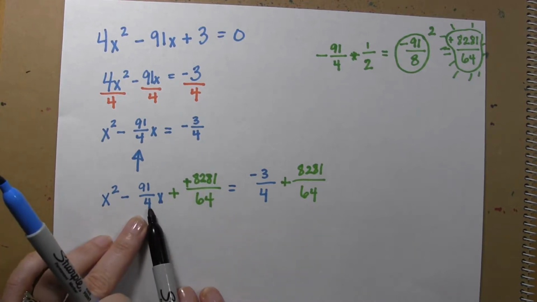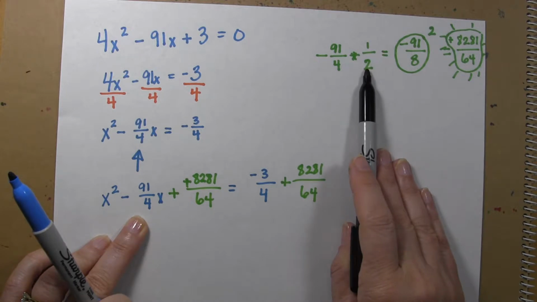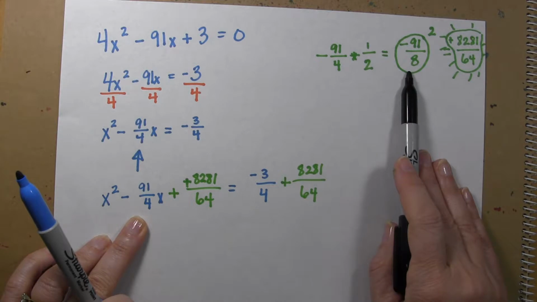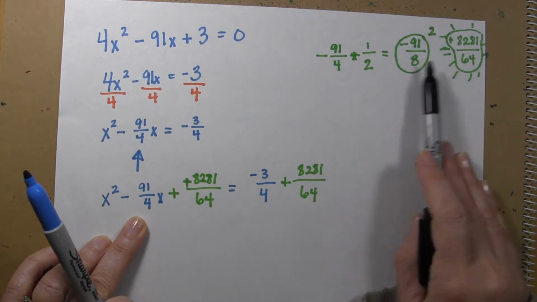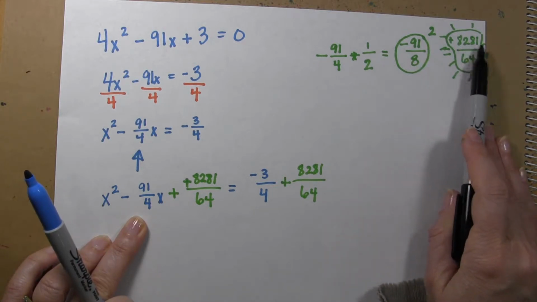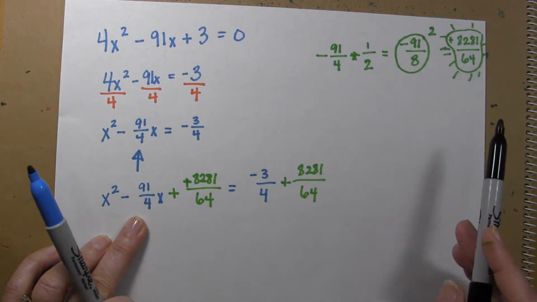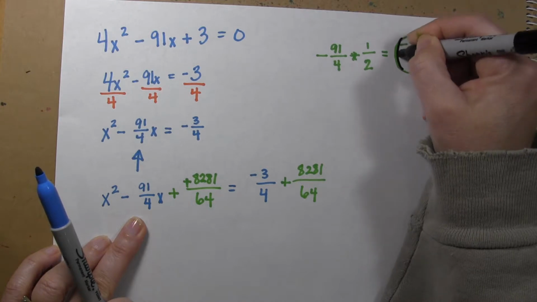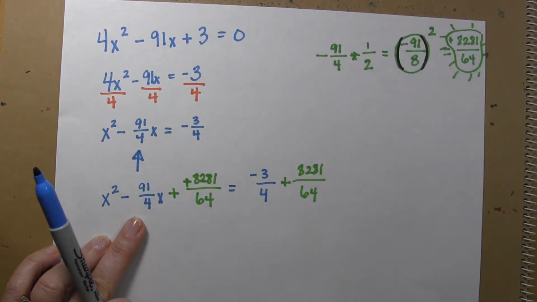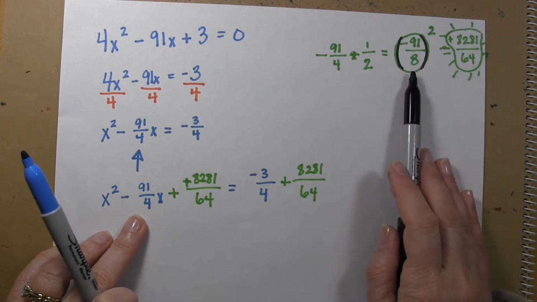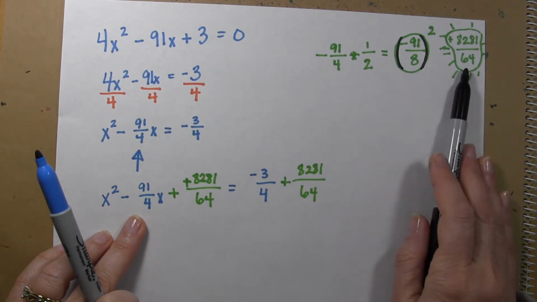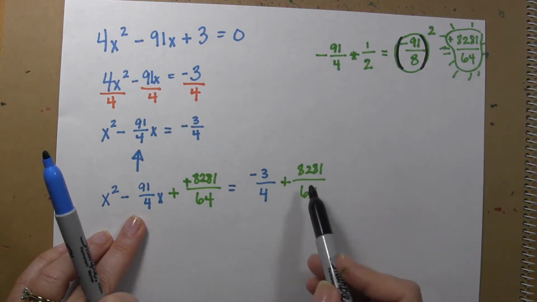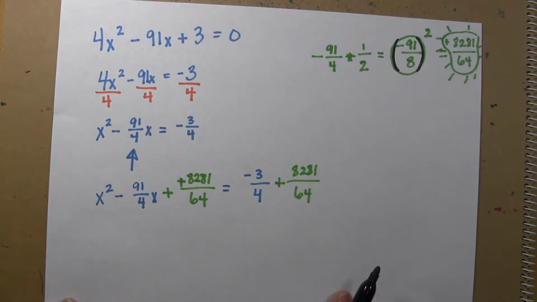And then we took the negative 91 over 4, we multiplied it by 1/2. We got negative 91 over 8, and we circled that. Then we squared it, and we got positive 8281 over 64. You can think of this as being in parentheses. I should have put that in parentheses. Okay. So negative 91 over 8 squared gives us 8281 over 64. And that is what I added on both sides.